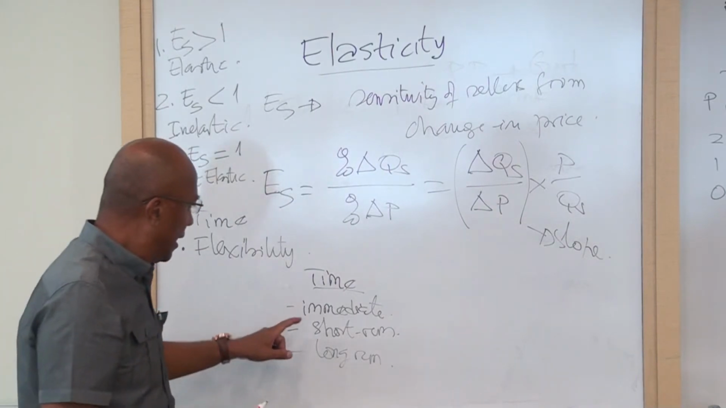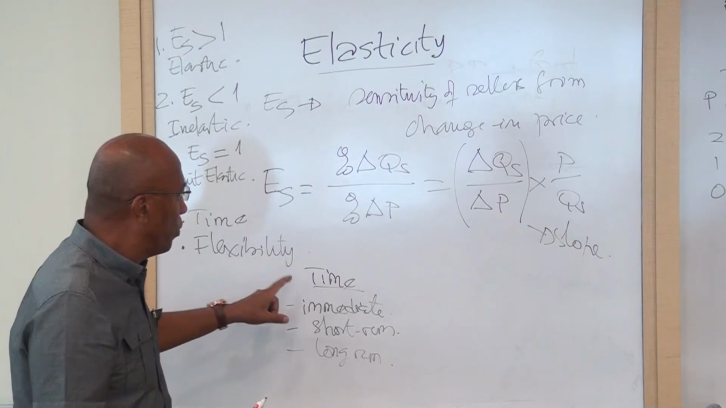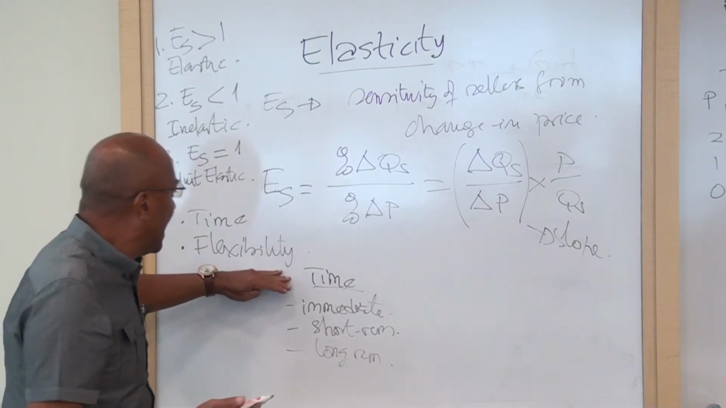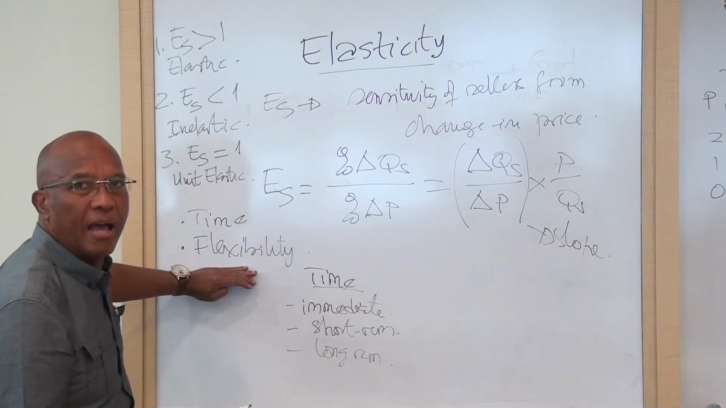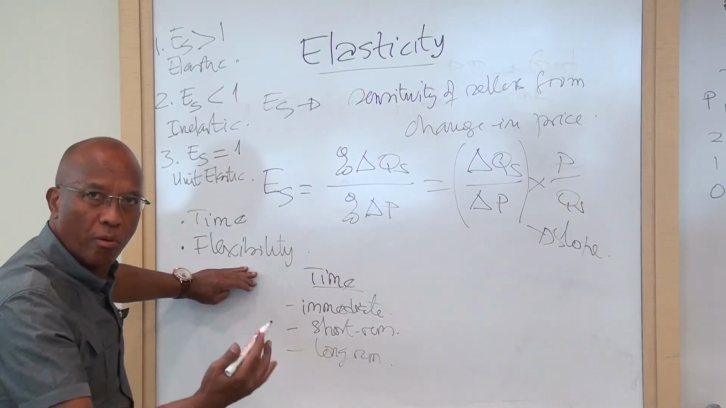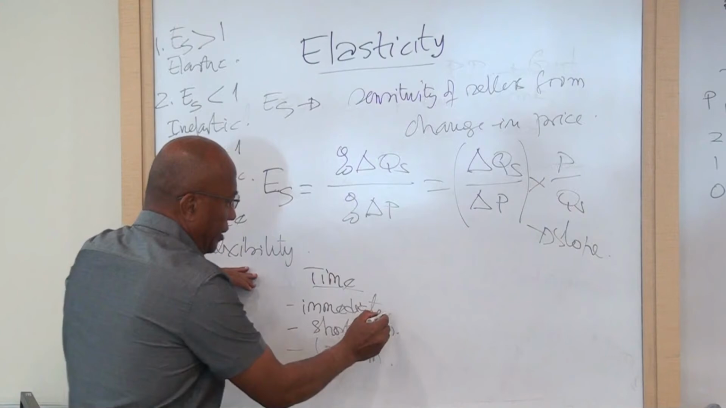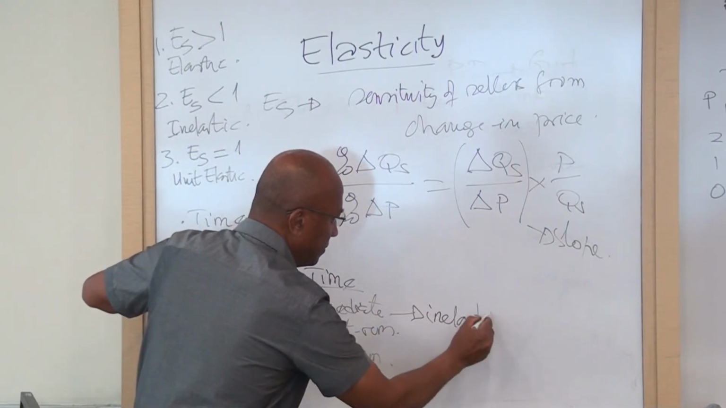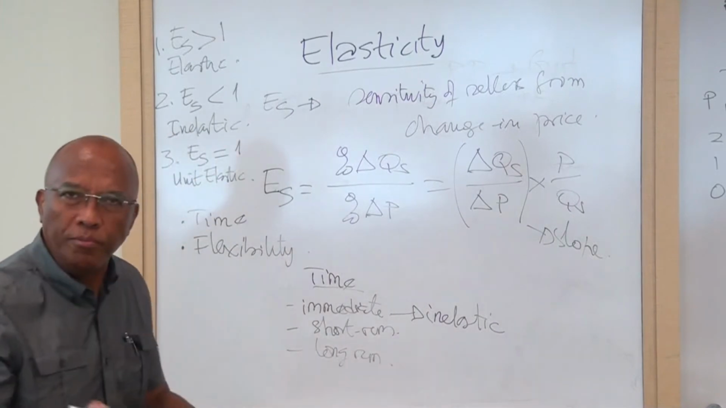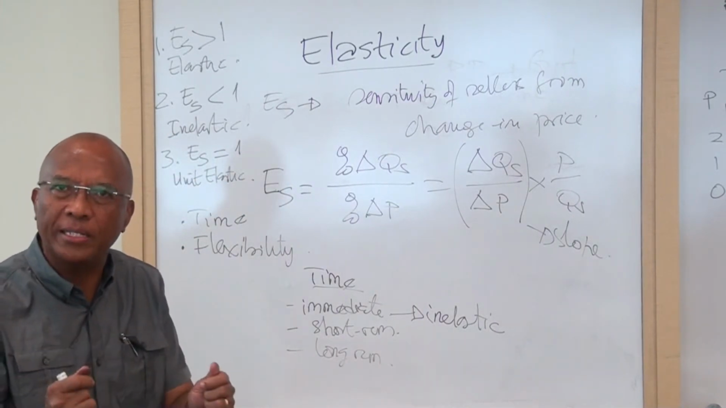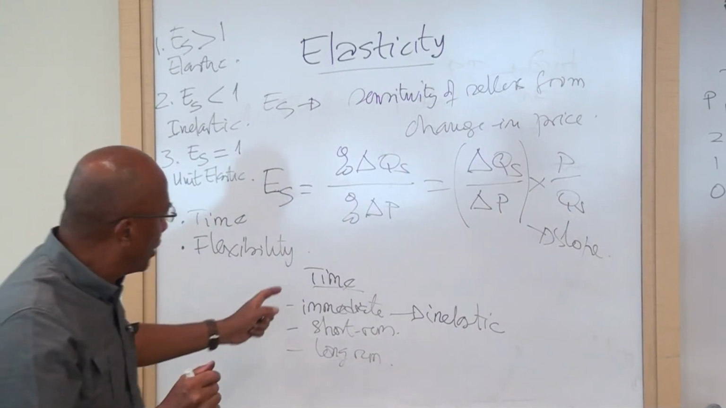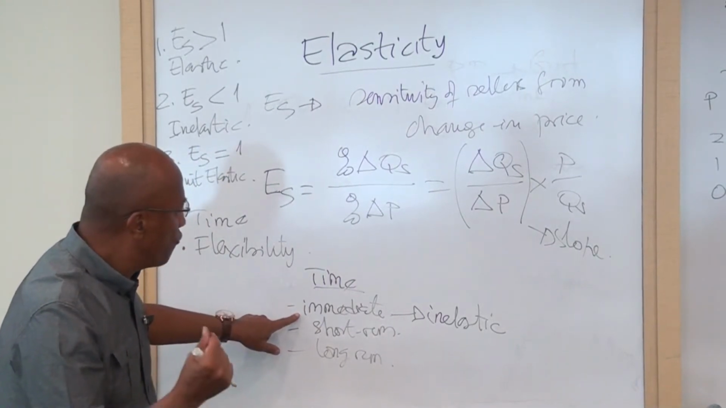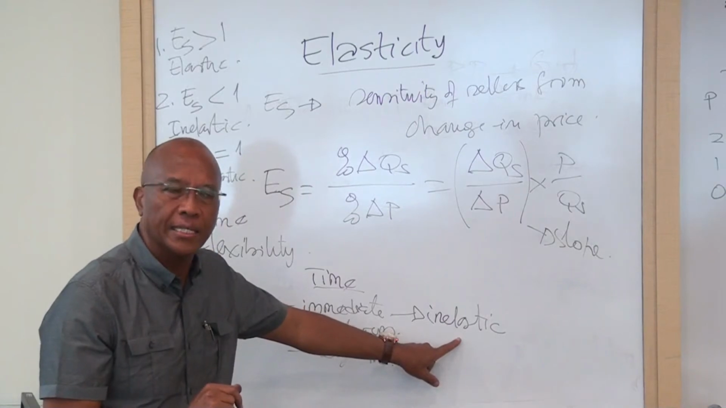If the supplier or the businessman or the firm is not flexible enough with a change in price which is immediate, that means it's going to be inelastic. The firm doesn't have flexibility to react to a change in price immediately. So the firm is inelastic.